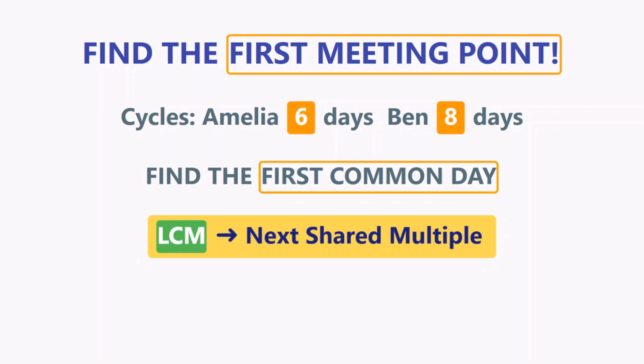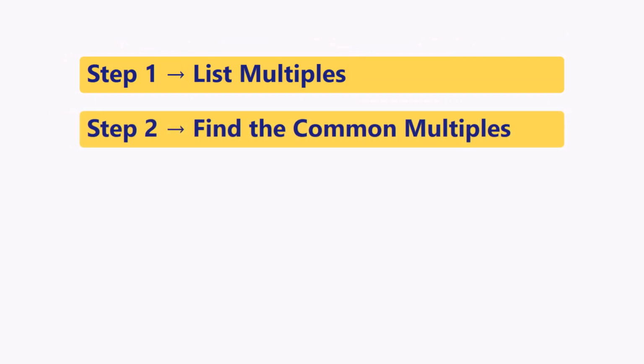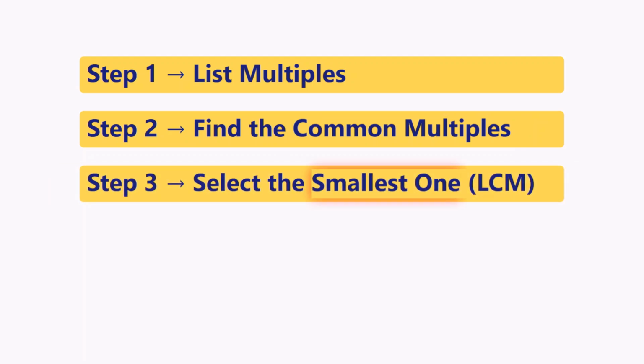This is the smallest multiple shared by both, the least common multiple, or LCM. The LCM predicts when repeating events coincide. The first step is to list the multiples for both numbers. Next, we find the multiples that are common to both lists. Finally, we choose the least, smallest, of those common multiples.